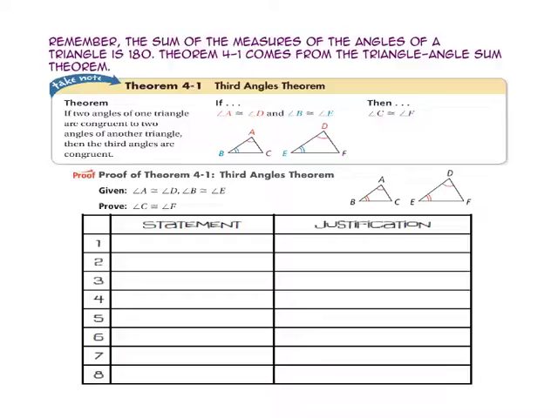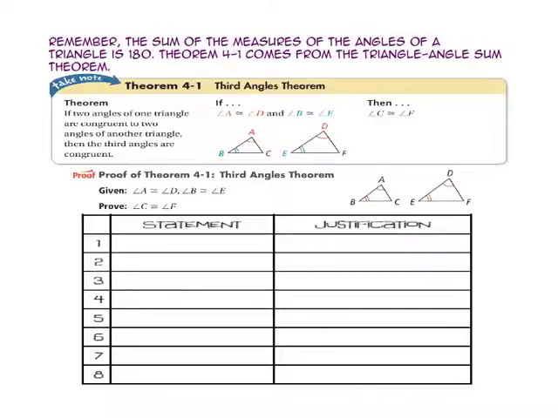Remember, the sum of the measures of the angles of a triangle is always 180. In theorem 4.1, that comes from the triangle angle sum theorem. So let's have a look at the third angles theorem. If two angles of one triangle are congruent to two angles of another triangle, the third angle of each triangle must be congruent. Let's prove this theorem by starting with the given information.